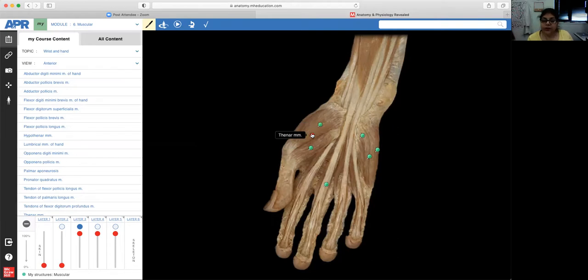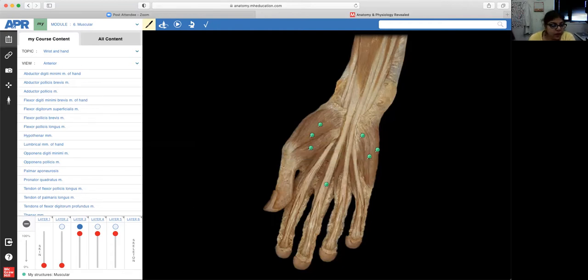Thenar muscle, so that's actually a muscle bundle. Thenar region, it's actually in your book also. Thenar, let me see, where did I see that? Somewhere I saw that, but I'll come to that later. Anyway, flexor pollicis brevis, right? Flexor digitorum superficialis, hypothenar, right? That's your abductor digiti minimi, muscle of the hand, flexor digiti minimi brevis of the hand.